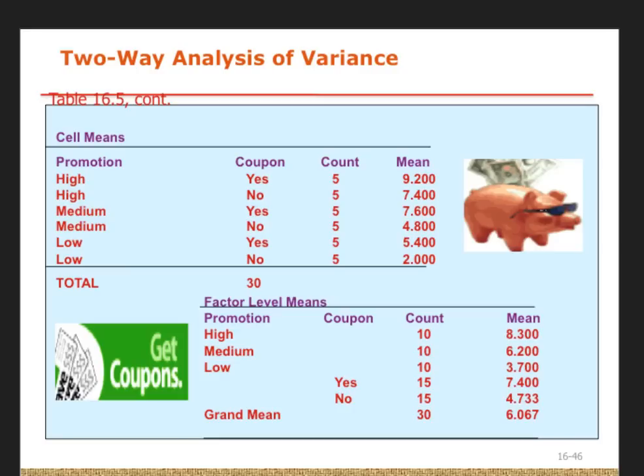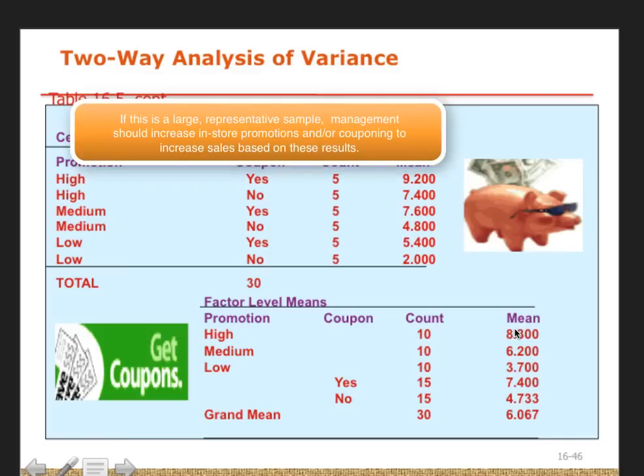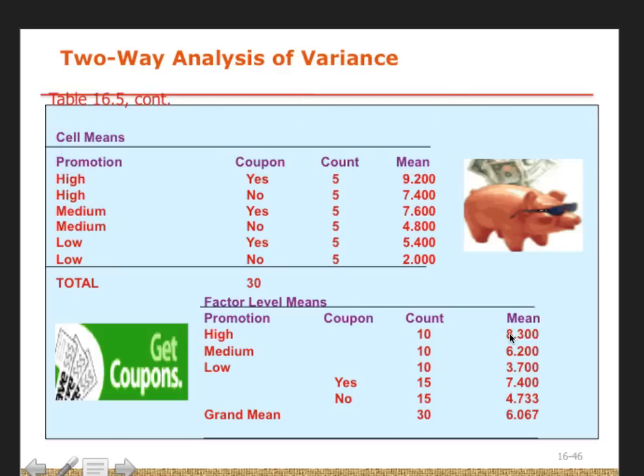To interpret that result, we would look at the means again, and we know that they're all different from each other, so we can conclude that a low level of in-store promotion produces lower sales than a medium level of promotion, and a medium level of in-store promotion produces lower sales than a high level of in-store promotion. Consequently, a high level of in-store promotion produces greater sales than a low level of in-store promotion.